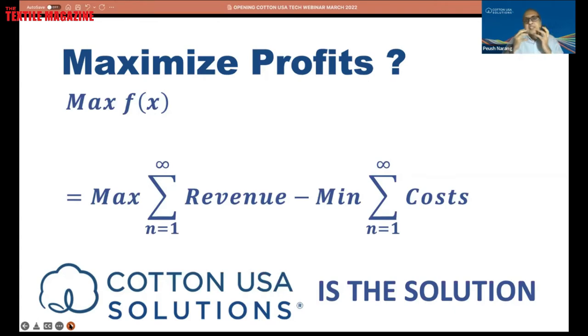So what's the formula for maximizing profits? If you put a basic equation to it, the function we are maximizing here is the profits. It's a very simple equation, or at least it looks very simple.